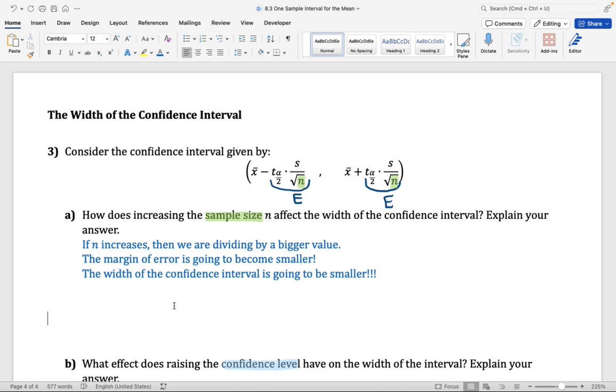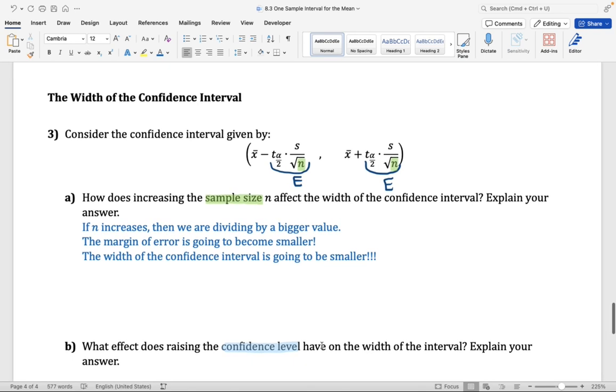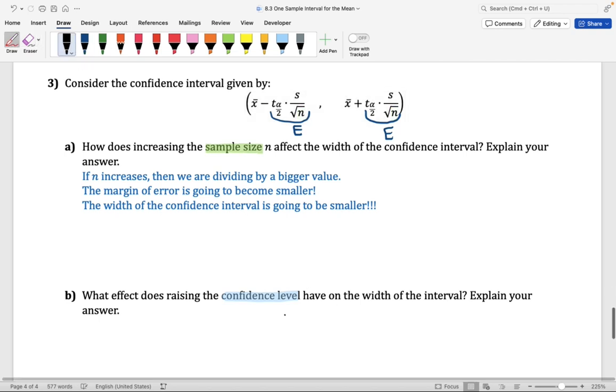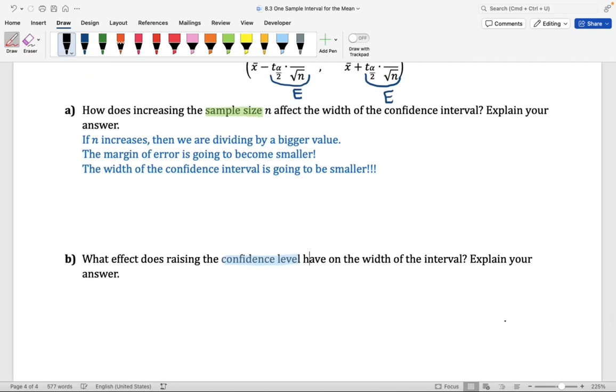Okay? Now, what if you raise the confidence level? What if you make the confidence level bigger? What is that going to do? Let me erase here. Think about it. The confidence level is going to decide the value of alpha. So let's go ahead and picture that. You have the area in the middle corresponding to the confidence level. That's going to help you decide how far your t-score is from the center. Your t-score corresponding to alpha divided by 2.